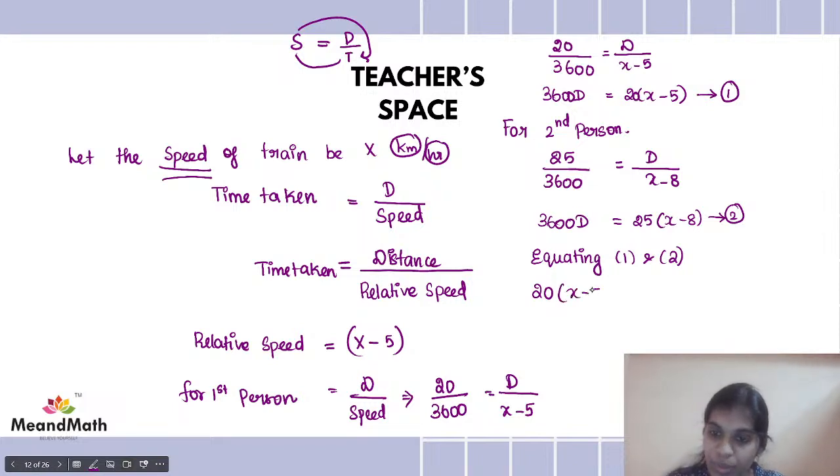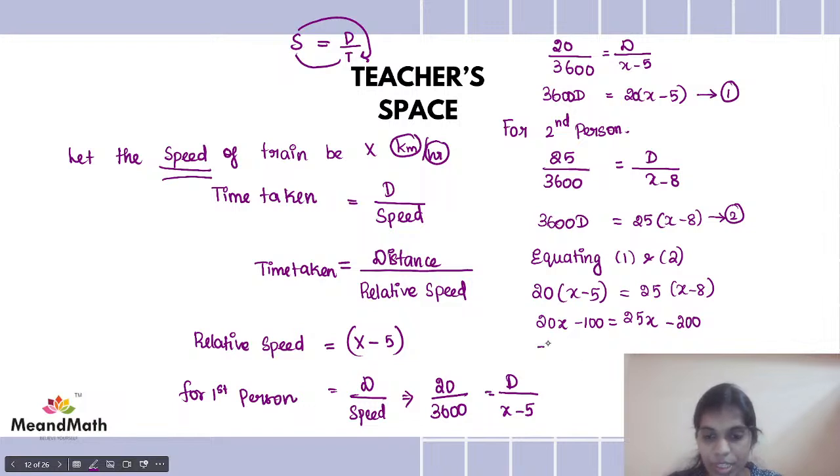20 times (x minus 5) equals 25 times (x minus 8). 20x minus 100 equals 25x minus 200. Minus 100 plus 200 equals 25x minus 20x. 5x equals 100, so x equals 20. So, the speed of the train is 20 km per hour.